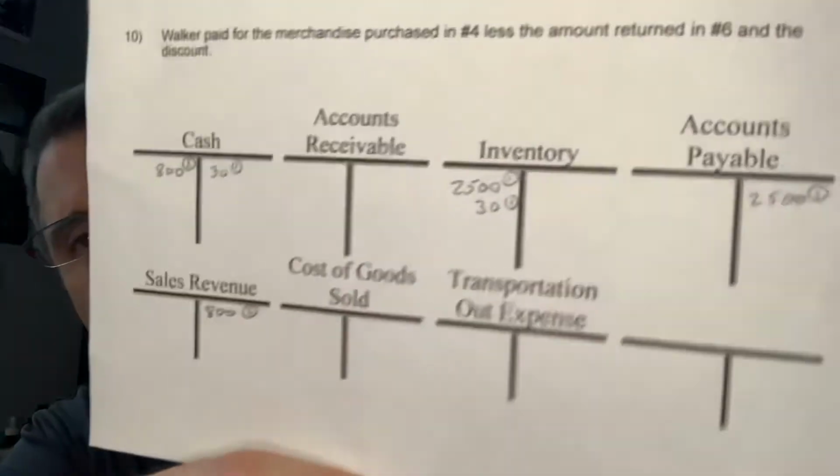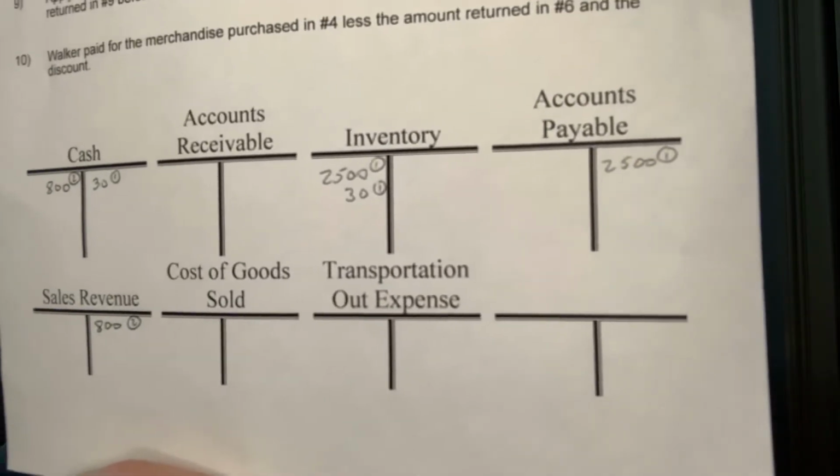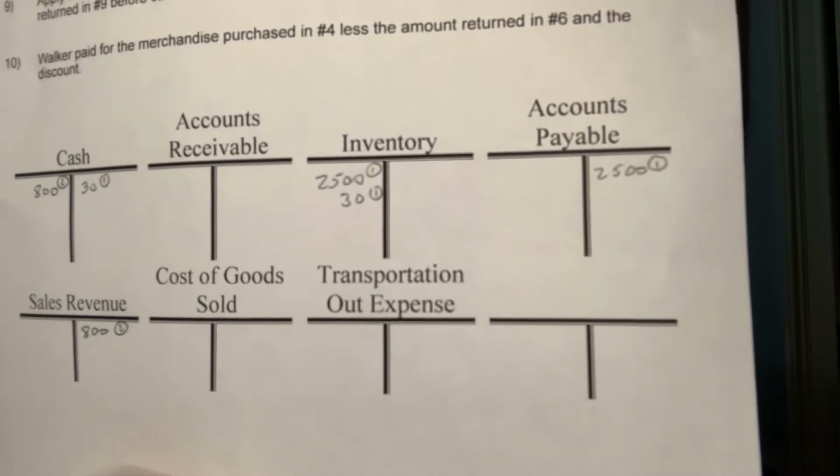Since this was a cash sale, we can start by increasing cash by $800, right? So we're going to do that, $800. And we're going to also increase sales revenue by $800. That's going to be the very first part of that entry. So we're going to debit cash and we're going to increase sales revenue. But we're not done yet.